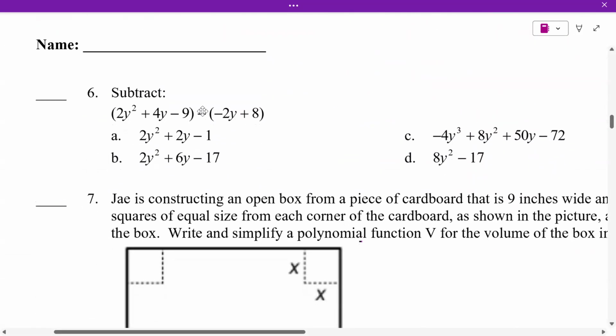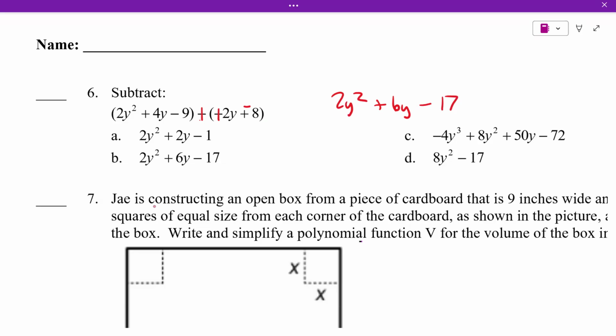Subtract. So we go plus, positive, negative. 2y squared is just 2y squared. 4y plus 2y is 6y. Negative 9 plus negative 8 is negative 17. So 2y squared plus 6y minus 17, choice B.